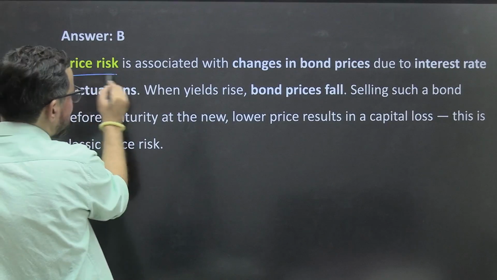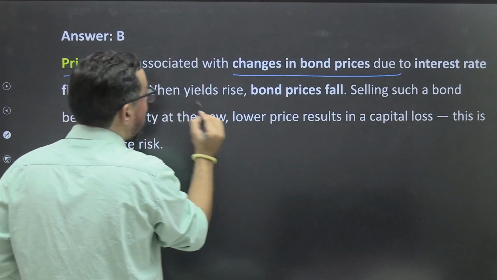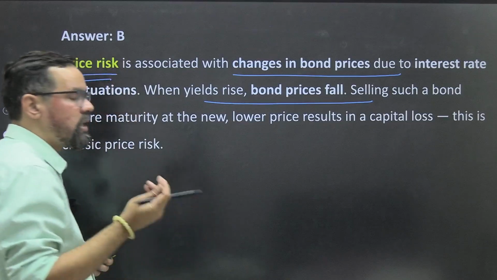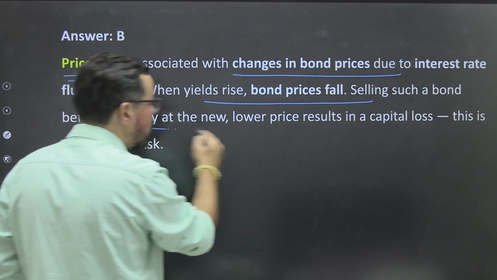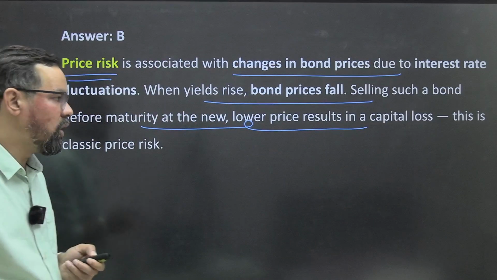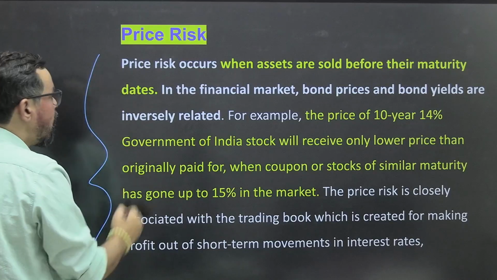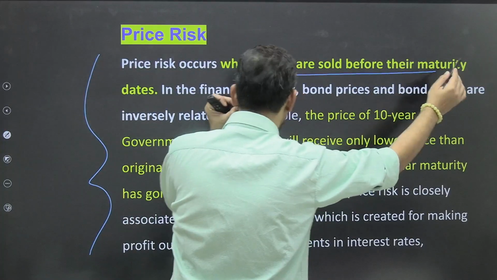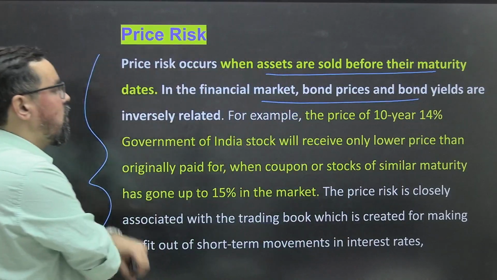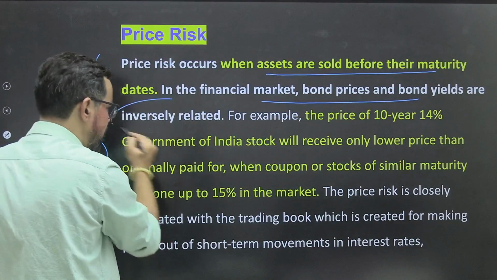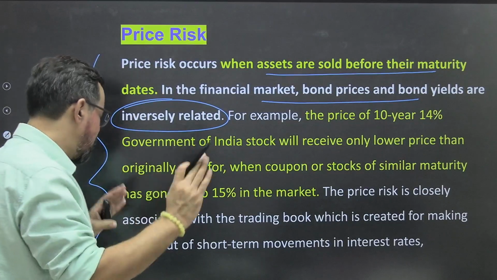Price risk is associated with change in bond prices due to interest rate fluctuations. When yield rises, bond prices will fall because they have an inverse relation. Selling such bonds before maturity at a lower price results in a capital loss. This is generally known as classic price risk. Let's understand in detail also. Price risk occurs when assets are sold before their maturity date. In the financial market, bond prices and bond yields are inversely related.